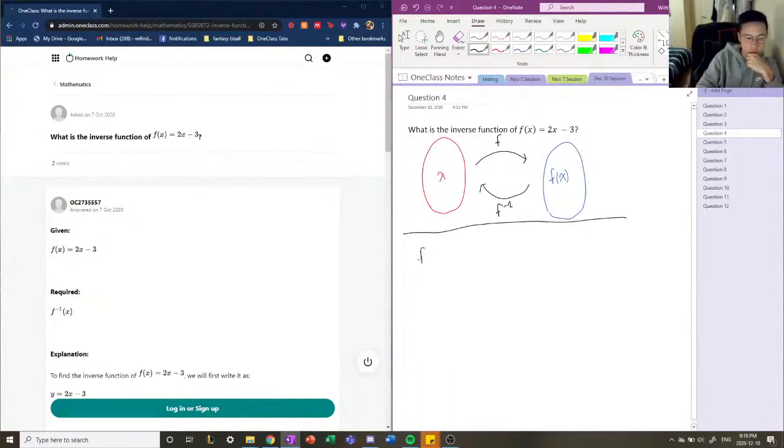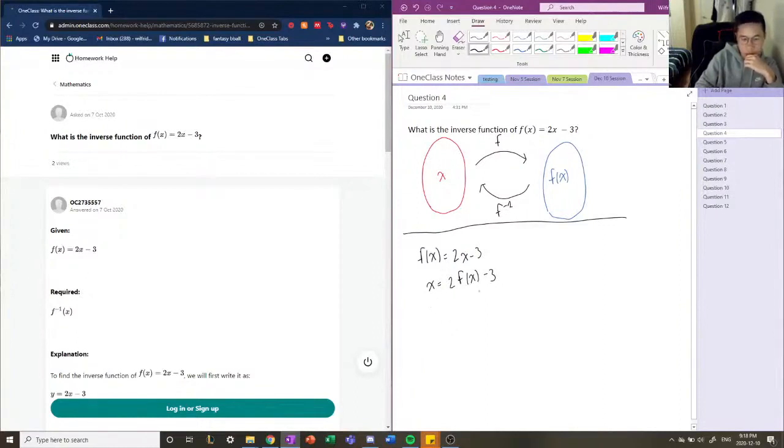So we have f of x equals 2x minus 3, and we want to find the inverse. So we're going to switch our x and y. Our y in this case is f of x. So x equals 2 times f of x minus 3. We're going to isolate for f of x here.